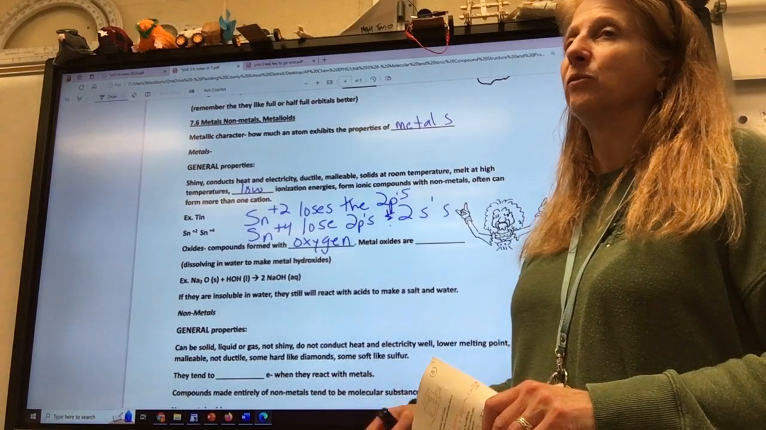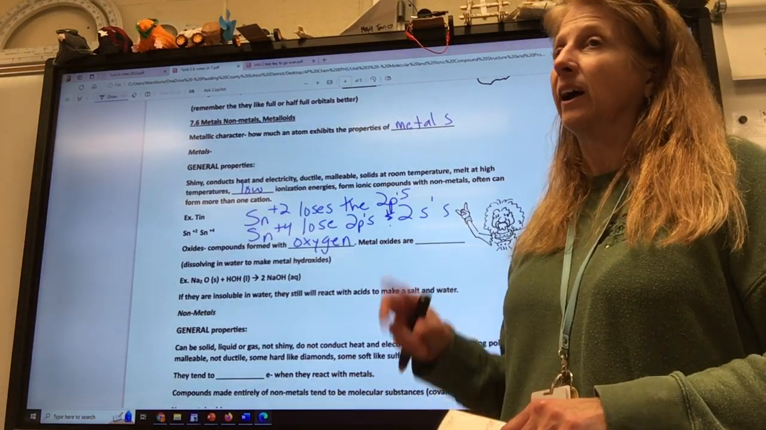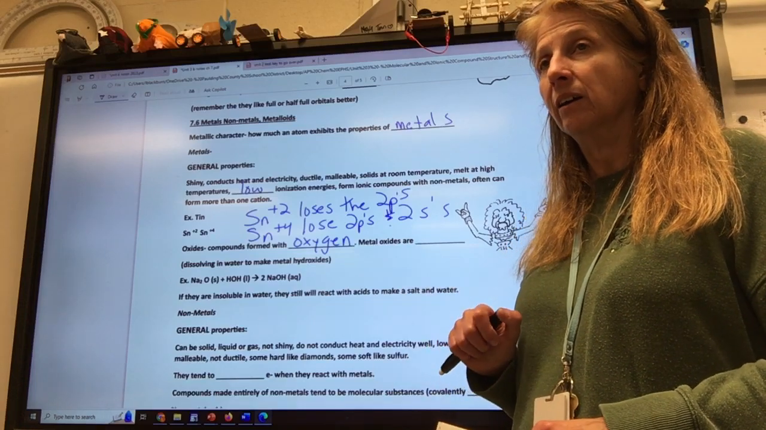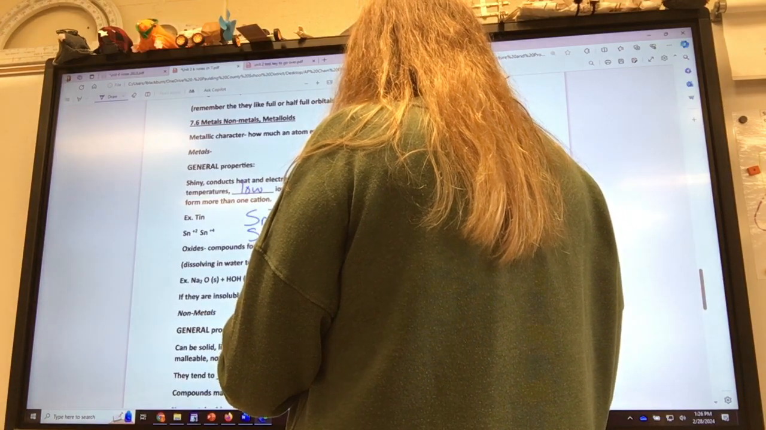stannic fluoride, tin fluoride in your toothpaste. We know from the name that it's an ionic compound. It was formed with the ion. Okay, so metal oxides.